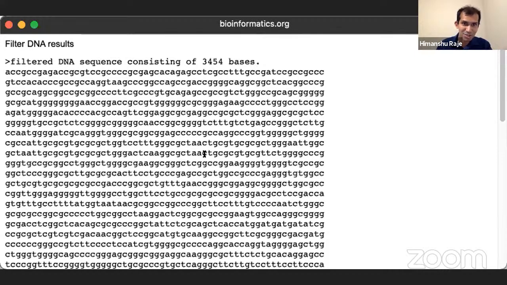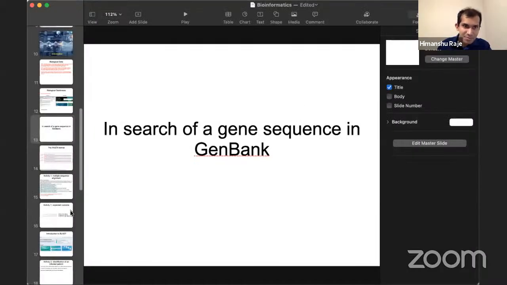So now we don't have numbers. We have just the sequence, okay? Filter DNA sequence. It gives a name to it. And I want you guys to notice this sign, the greater than sign that starts off the sequence. That greater than sign signifies something. It's a format of a sequence that this online software converts our sequence to. It's called FASTA format. And that's what we are going to come to now. So let me unshare my screen and let me put the PowerPoint back up since we had some introduction about genes right here. The FASTA format.